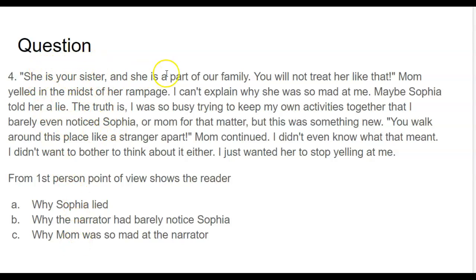She is your sister, and she is a part of this family. You will not treat her like that, Mom yelled in the midst of her rampage.